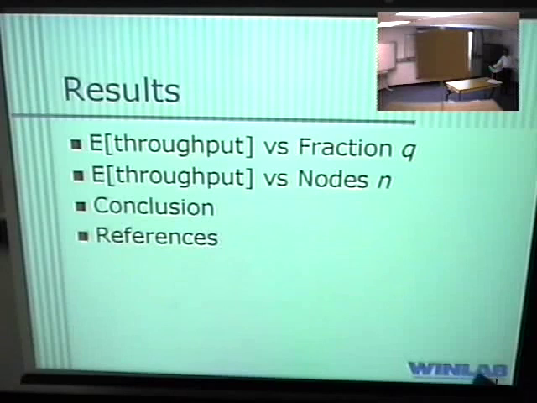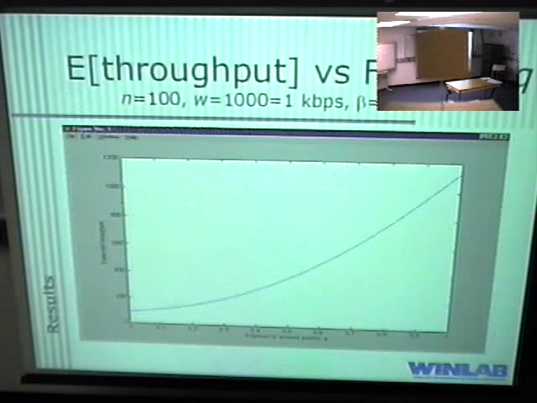So let's move on to the results and take a look at the plots that were obtained. I tried to do it in terms of the expected throughput versus the fraction Q of access points, and also by keeping the number of access points constant and increasing the number of nodes, or rather keeping the fraction constant and increasing the number of nodes. So here is an area of 1 meter square, 100 nodes with a system throughput of just 1 kilobit per second, which is quite low. The signal to interference ratio was chosen as 10 decibels, and we find that as the fraction of access points is increased, the expected throughput increases.